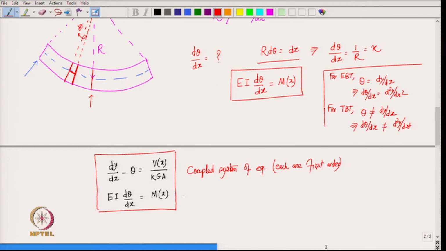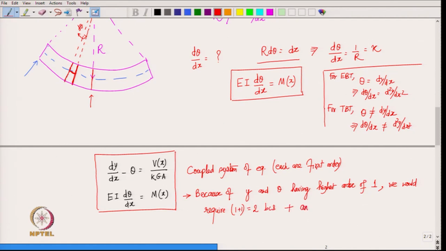So, I can make that remark here, because y and θ having highest order of 1, we would require 1 plus 1, that is equal to 2 boundary conditions, plus any extra boundary condition if V of x and M of x also have got unknowns. All right.